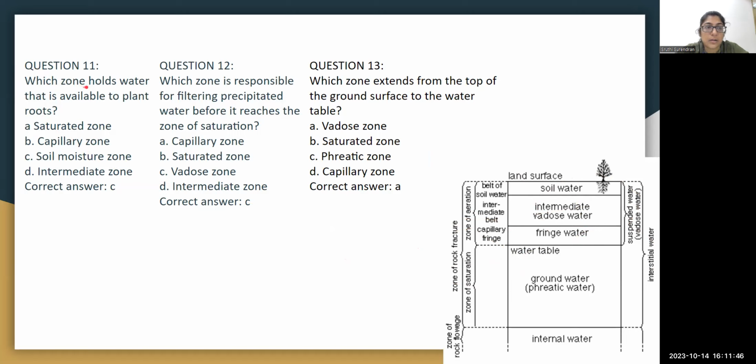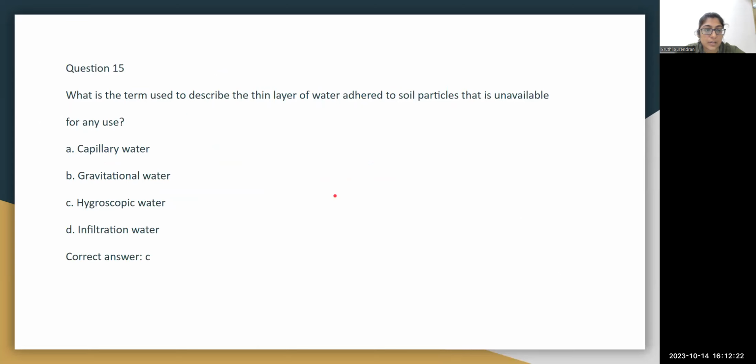The zone holding water that is available to plant roots is called the soil moisture zone. Then the zone responsible for filtering out the precipitated water is the Vadose zone. Then a zone that is extending from the top of the ground surface to the water table is the zone of aeration, or unsaturated, or the Vadose zone. So a zone of aeration is also called the Vadose zone. So this is one area of focus in the week 3's lecture.